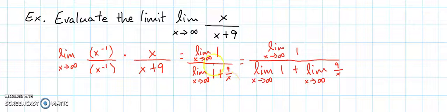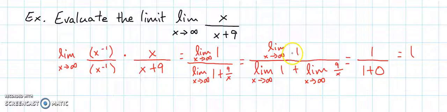Using the sum law on the denominator, we can split the limit up. So it would be the limit of 1 as x approaches infinity plus the limit of 9 over x as x approaches infinity. The limit of a constant is the constant. So the limit of 1 as x approaches infinity is 1. And same on the bottom here too.